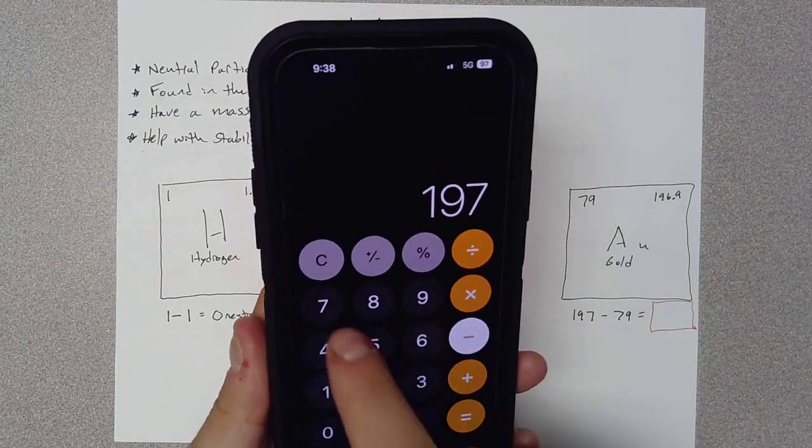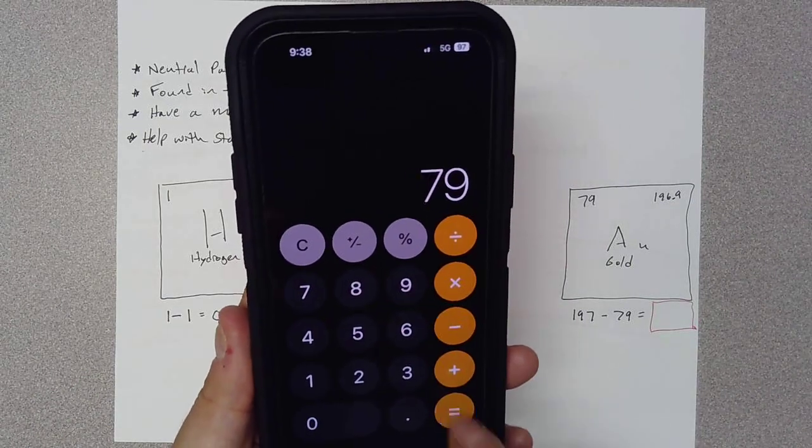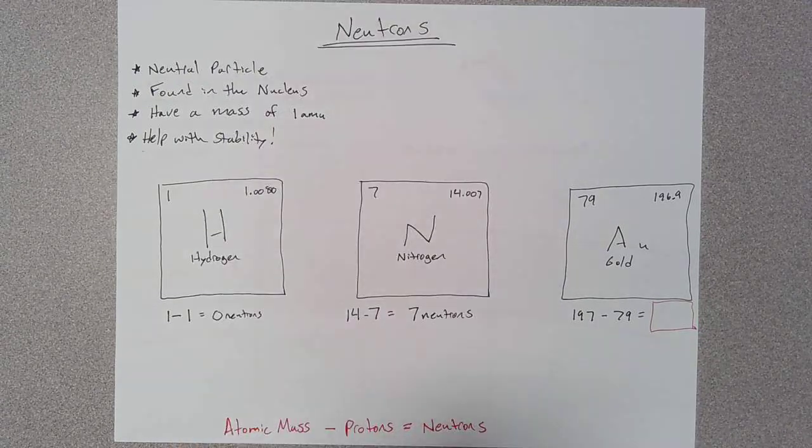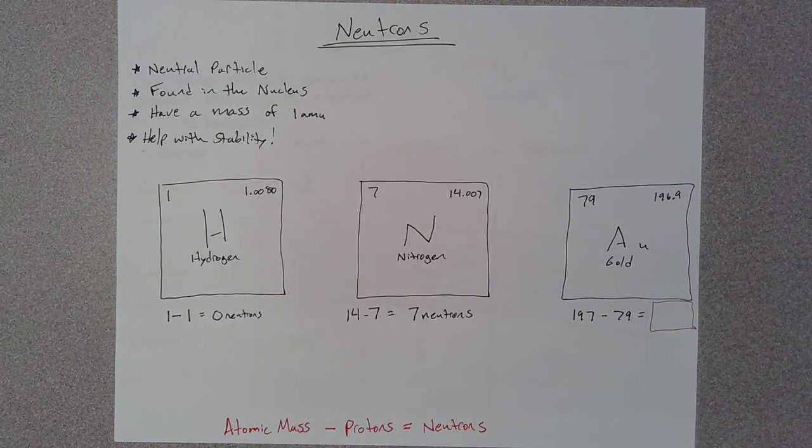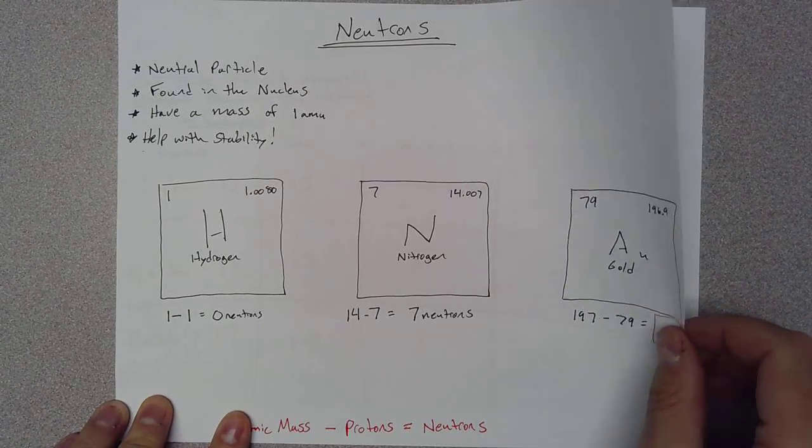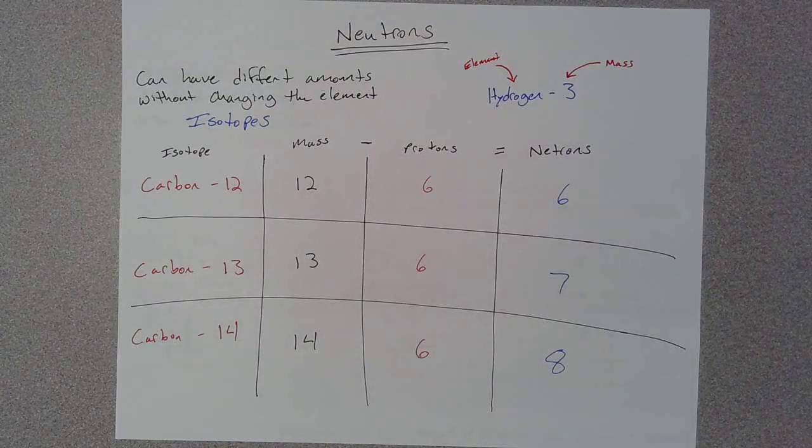minus 79 equals 118. So the average for gold has 118 neutrons. Okay.